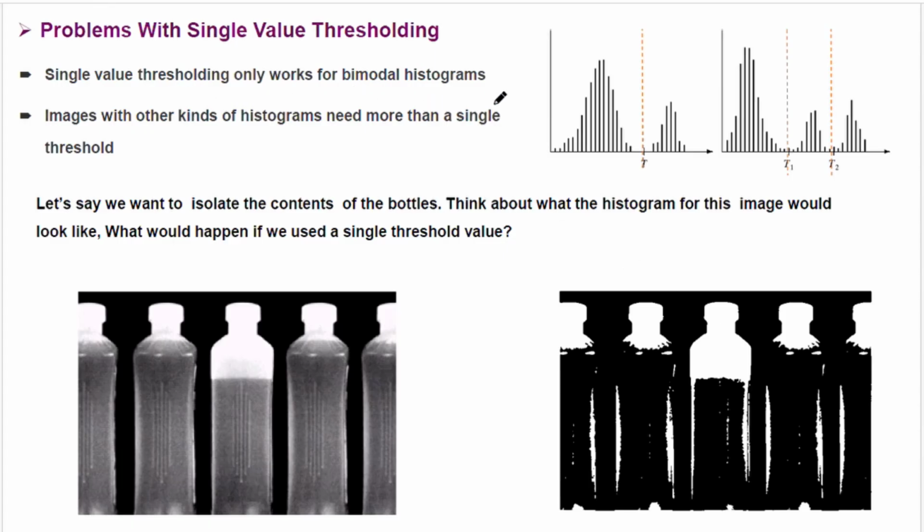Bimodal histograms means consisting of only 2 modes. This is one part and this is one part. These are called bimodal histograms. Images with other kinds of histograms need more than a single threshold. Like this needs more than a single threshold.